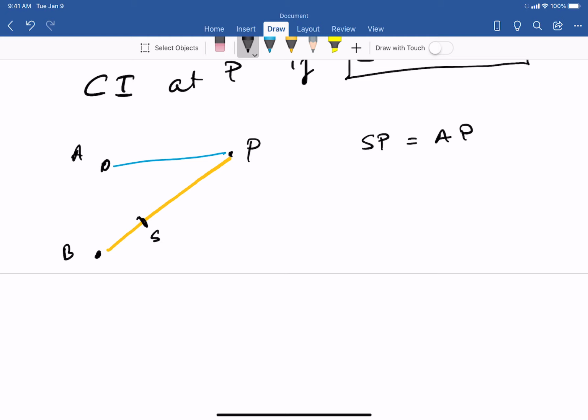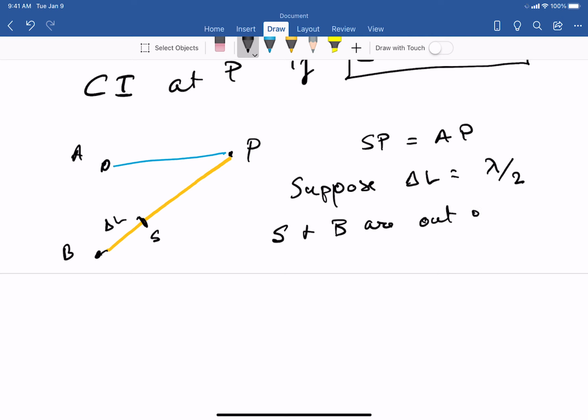All right, now let's say that this distance B to S is delta L. Suppose delta L is equal to a half of a wavelength, right? So what can you tell me about the vibration at B versus the vibration at S? Are they going to be in sync or out of sync? The answer is S is out of sync with B. S and B are out of sync or out of phase.